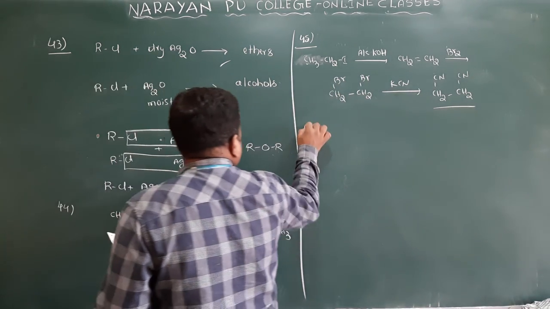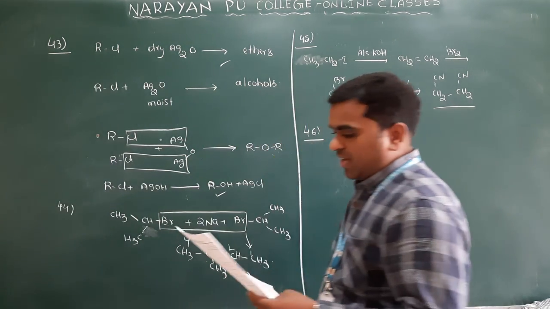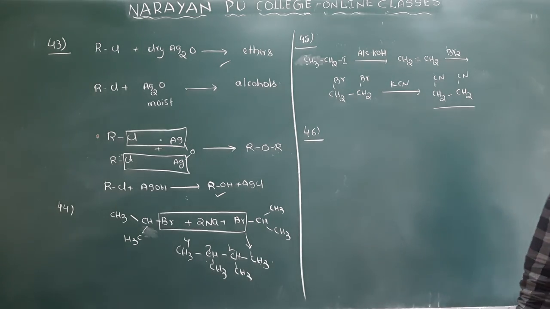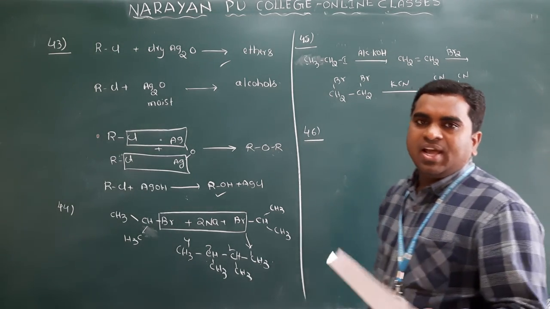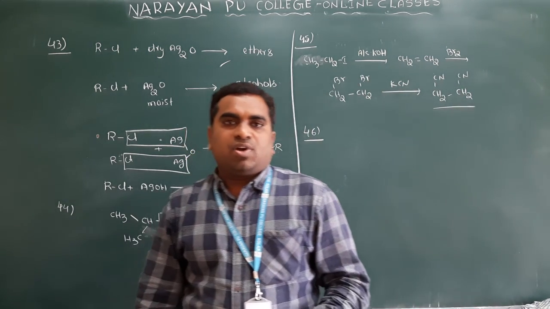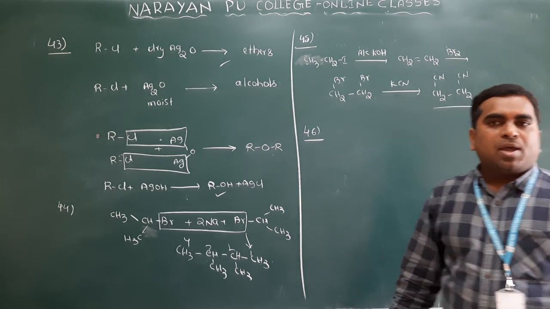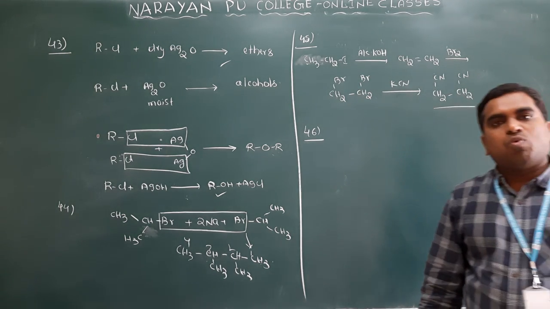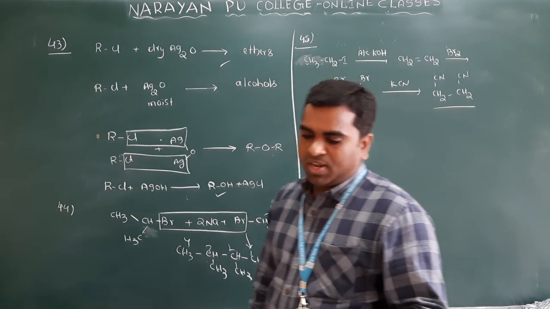Next one, 46. Which one of the following species will be most reactive in the SN1 reaction? You know, primary alkyl halides are involved in the SN2 reaction very fast.